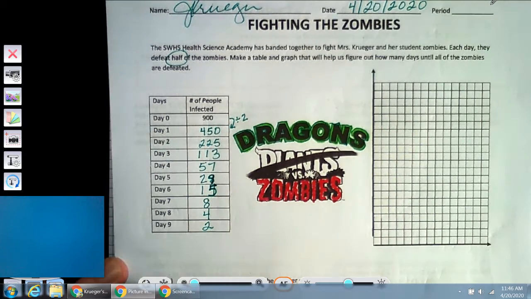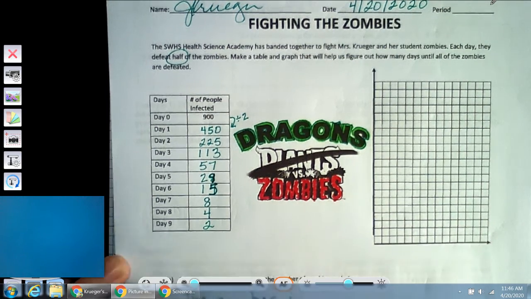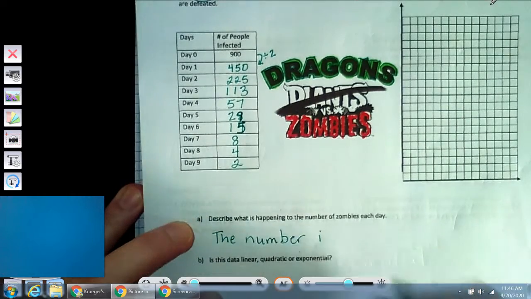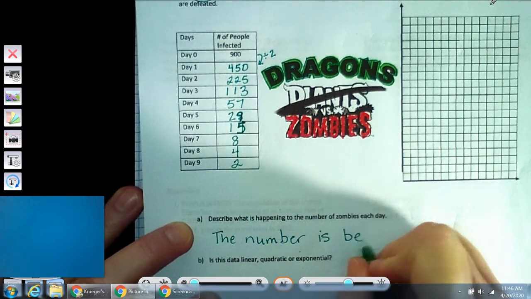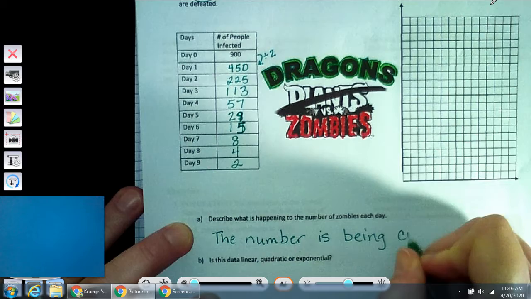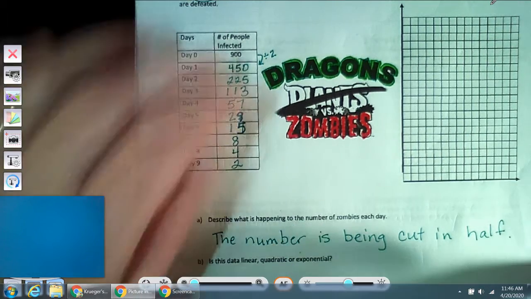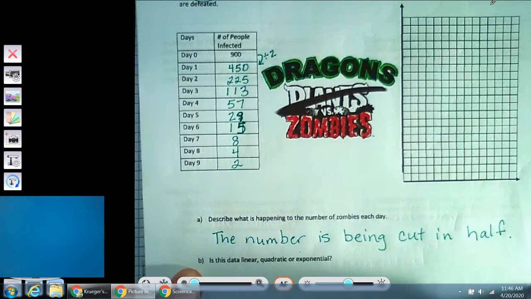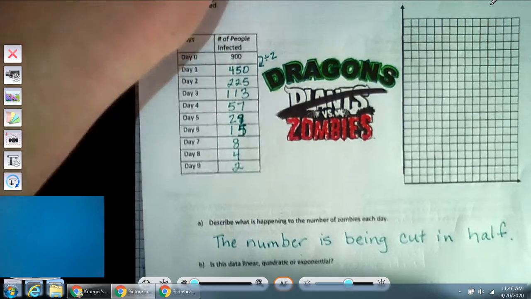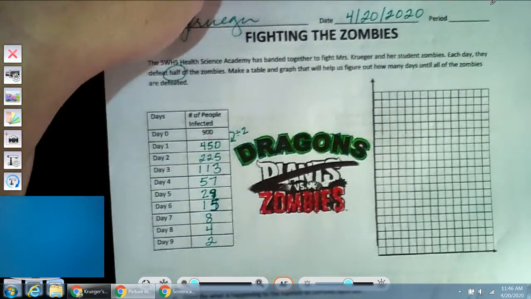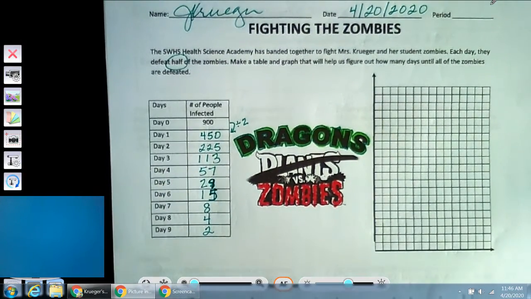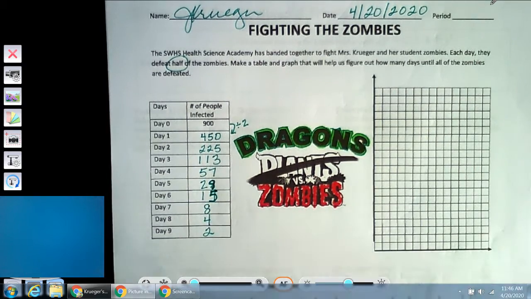Okay. So it says, describe what is happening to the number of zombies each day. So the number is being cut in half. So it's decreasing. It's being cut in half. The next question says, is this data linear, quadratic, or exponential? Now, we already know what's coming because we know what kind of functions we're talking about. But let's go ahead and look at what that data would look like on the graph.